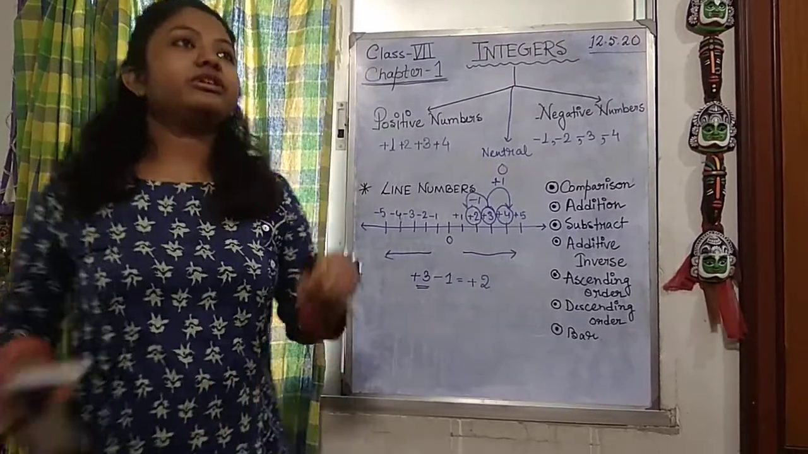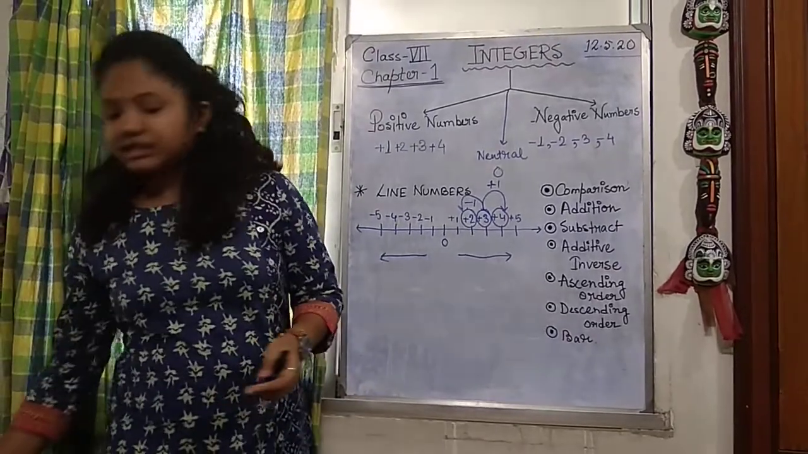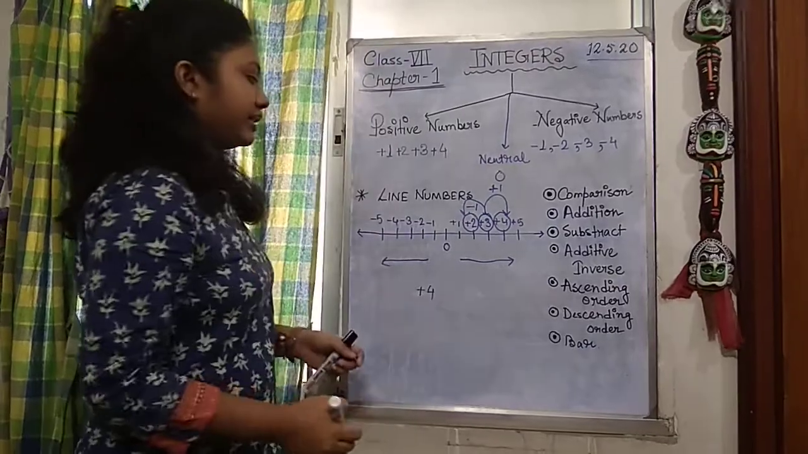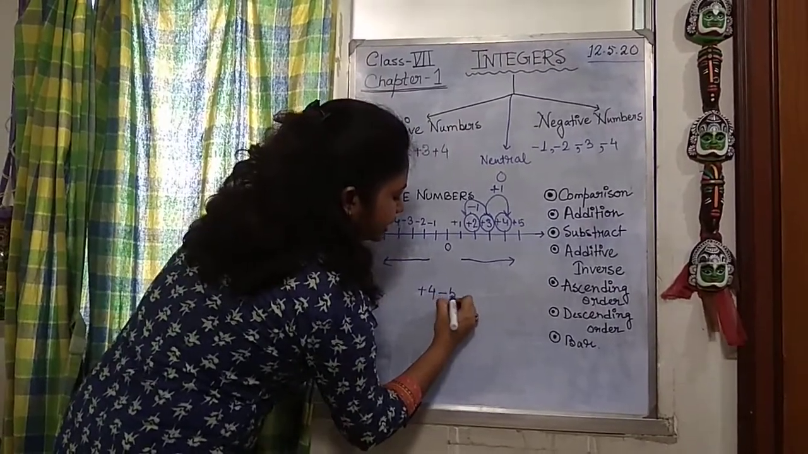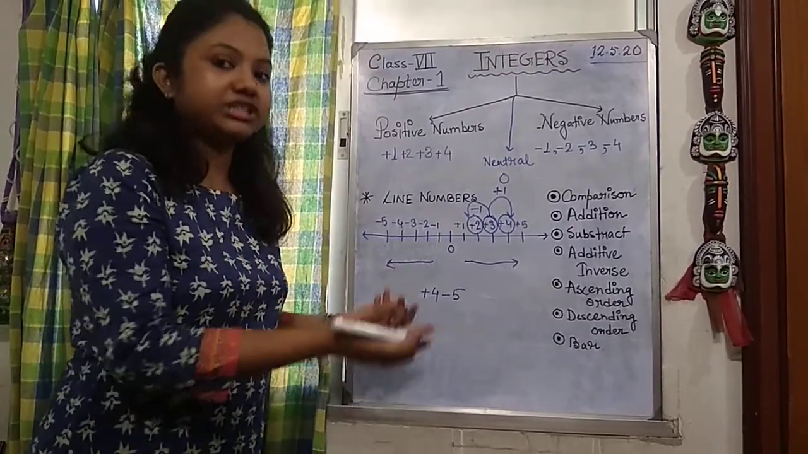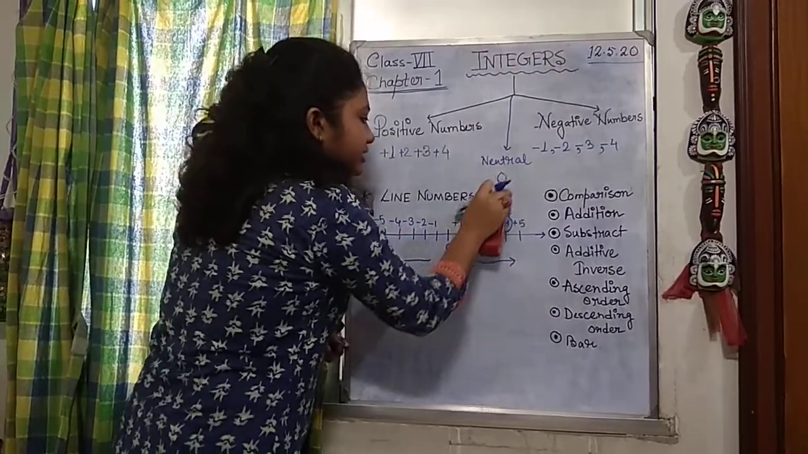Now when we subtract a bit more difficult numbers, like say the positive number +4 is taken, and the number being subtracted is greater than the positive number. How do we deal with it?